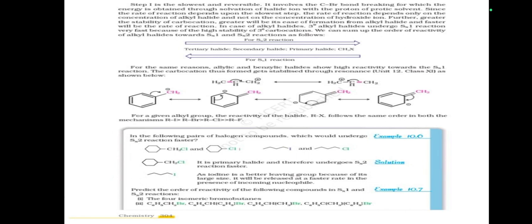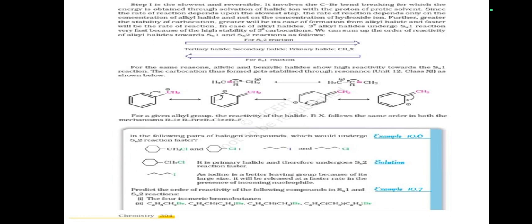Step 1 is the slowest and reversible. It involves the carbon-bromine bond breaking off, for which the energy is obtained through solvation of the halide ion with the proton of the protic solvent. Since step 1 is the slowest step, the rate of reaction depends only on the concentration of alkyl halide and not on the concentration of hydroxide ion. Further, the greater the stability of the carbocation, the greater its ease of formation from alkyl halide, and the faster the reaction, very fast because of the high stability of the tertiary carbocation.